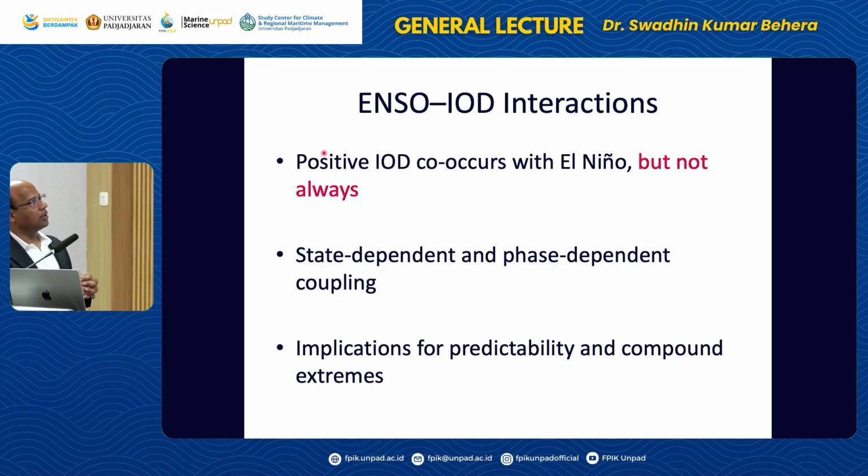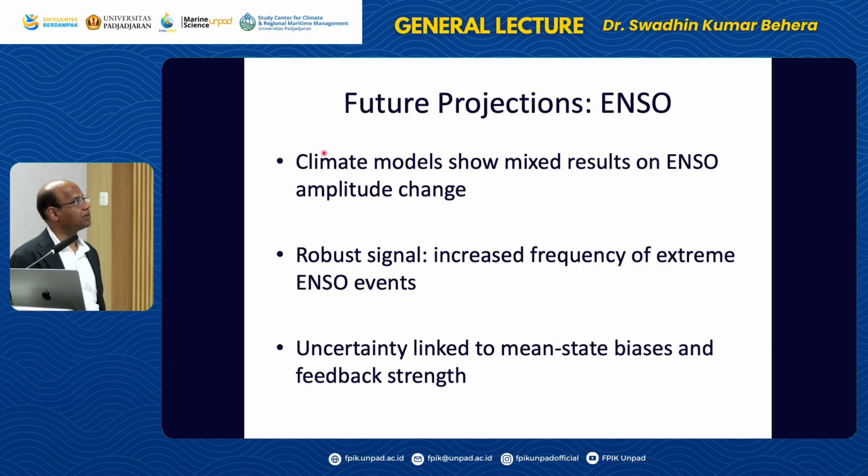There was no El Nino in the Pacific, but the 2019 IOD had a strong influence on the Indonesian side as well as the African side. They're state dependent and phase dependent. Sometimes they're coupled, sometimes they're not coupled. And the implications are for the predictability and how they're affecting the extremes.